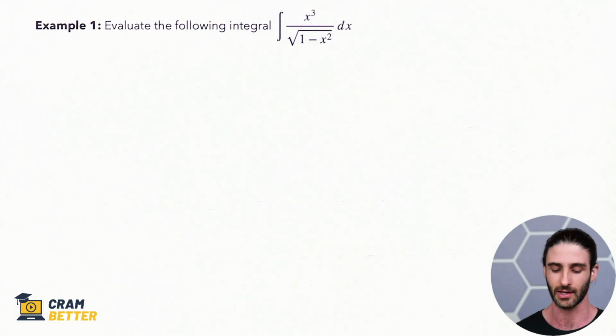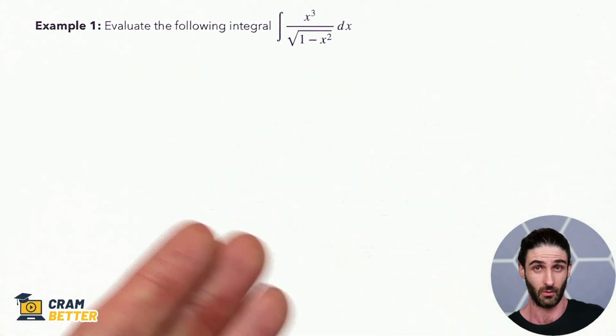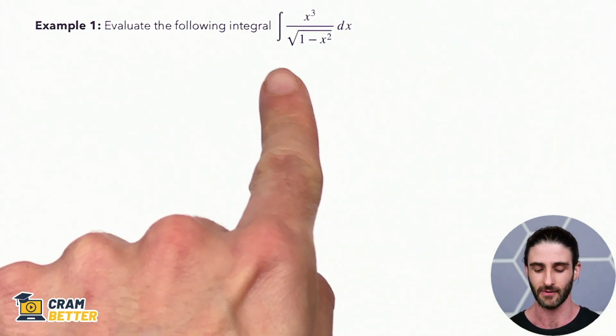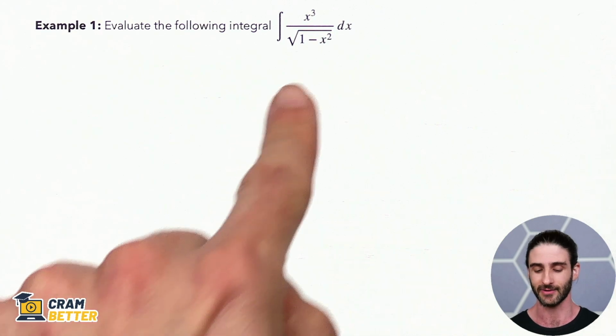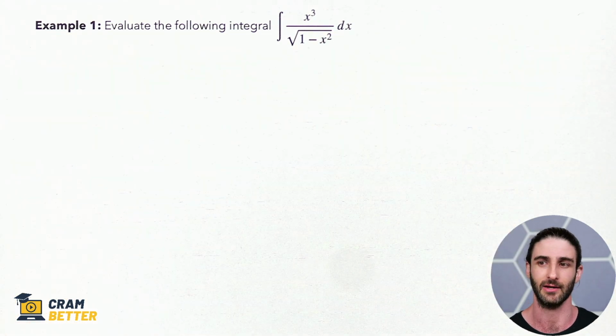So evaluate the following integral: x cubed over square root of 1 minus x squared dx. So the first thing that we need to make sure that we're good with is, well, why is this a trig sub? Well, we have a square root, that's a 1/2 power, and we have a difference or a sum of squares. In this case, it's a difference of squares. So yeah, this is going to be a good candidate for a trig sub.